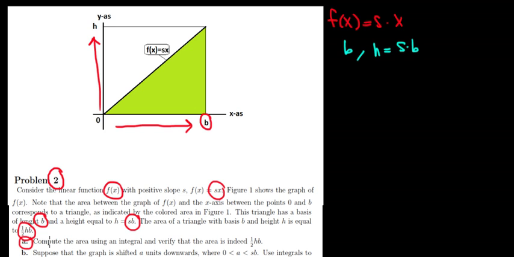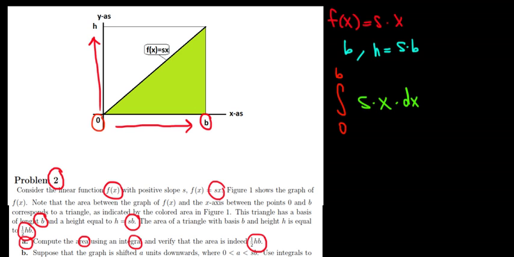In part A, we have to compute the area using an integral and prove that it is indeed 1 over 2 hb. So how do we do that? We know that integrals are used to compute areas, so we're going to calculate the area underneath this line, right? The integral of the function between 0 and b. So those are the boundaries of the integral. We're calculating the area of a definite integral between 0 and b of the function f of x. So we will have s times x times dx.